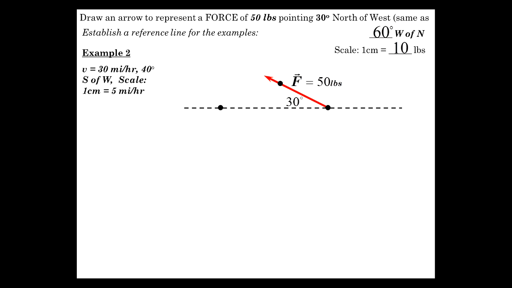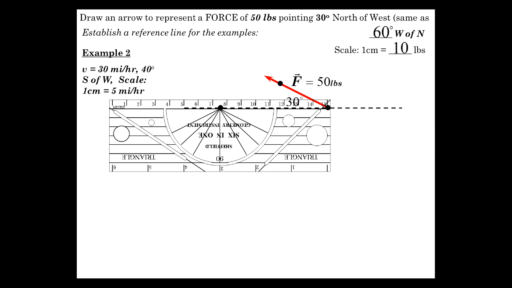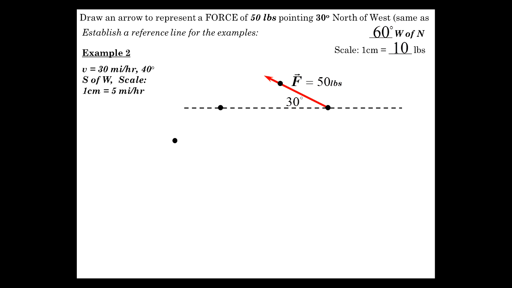And I have a scale. I'm going to start right here. Bring this in. 30 miles an hour, 40 degrees south of west. Well, here's west. We're going to go 40 degrees south. Well, there's 30, 45, 60. So somewhere in here. There it is. And then let's draw it to the correct size.